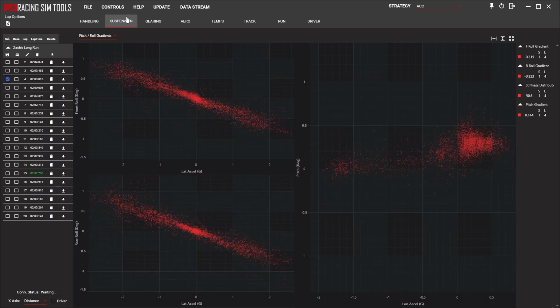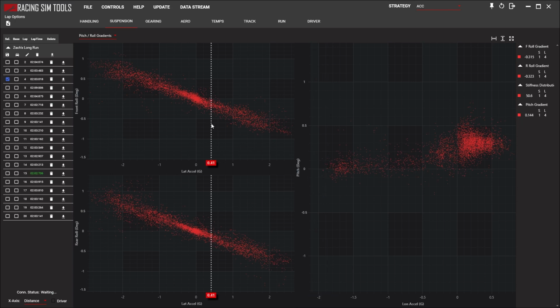So before we talk about the use cases, let's talk about how these graphs are constructed and how they look in RST. Again, these graphs can be found under suspension and then under suspension pitch and roll gradients. You can see there's quite a few different graphs here. On the left-hand side, these are all roll gradients, and we have the front roll gradient on top, the rear roll gradient on the bottom, and then on the right-hand side, we have the pitch gradient, which is going to be our longitudinal stiffness.